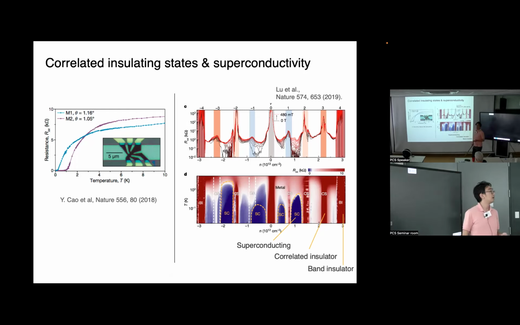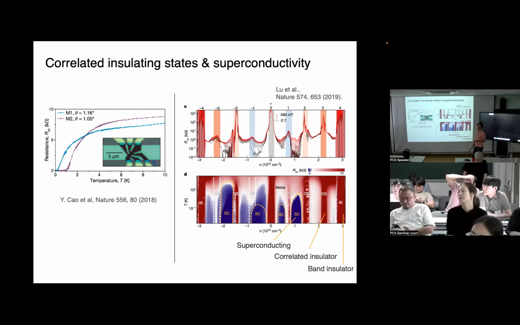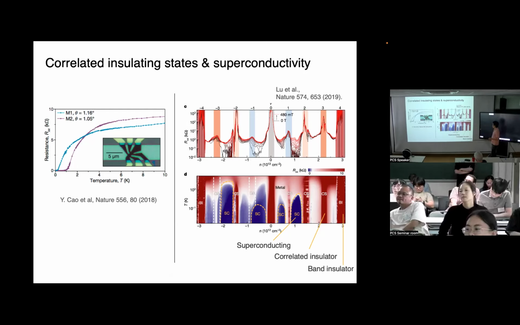What exactly do you mean by the term correlated insulator? What's the difference from a band insulator?